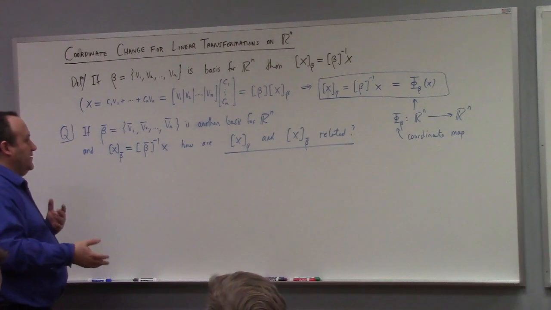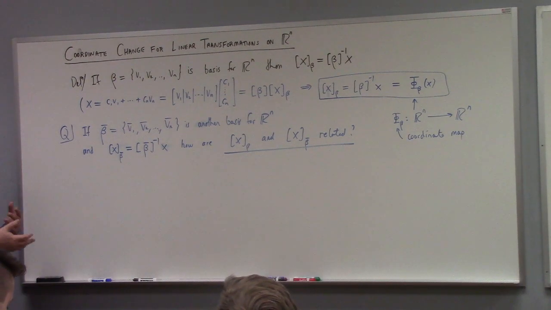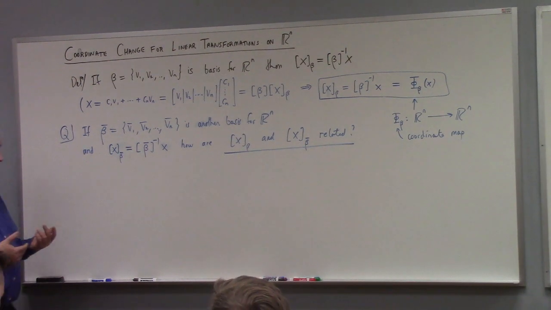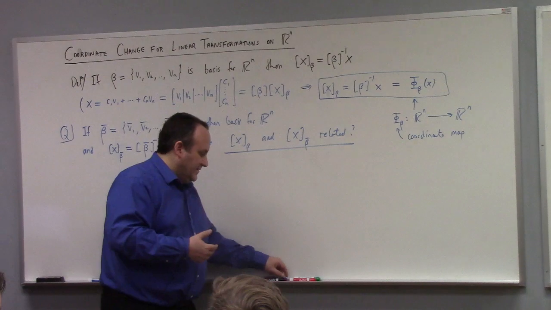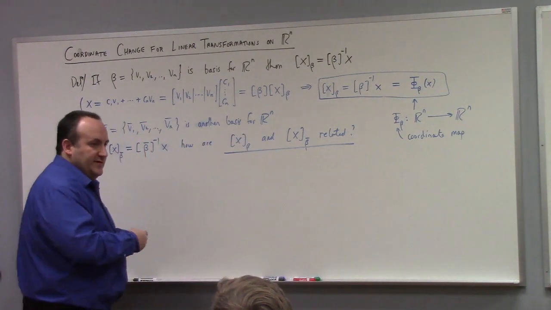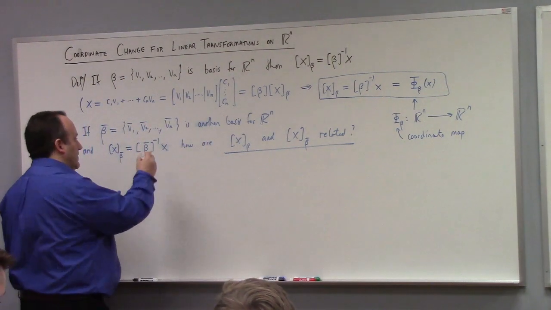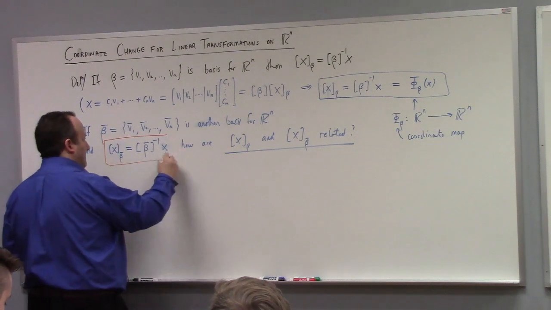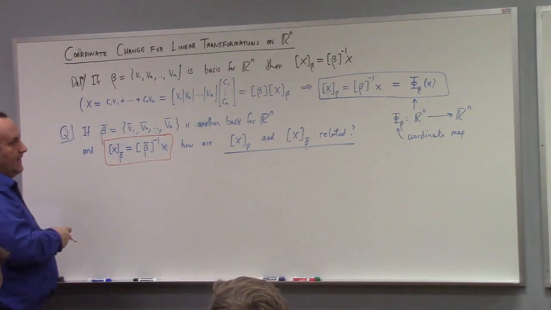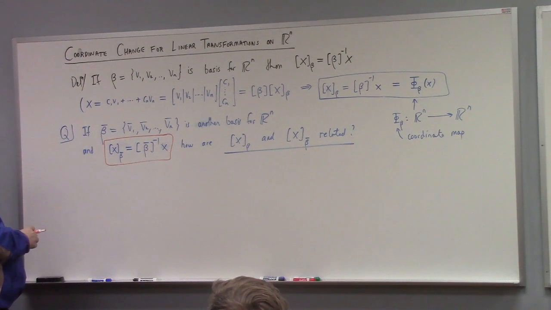So can you figure it out? How would we relate the coordinate vector with respect to the beta basis and the coordinate vector with respect to the beta bar basis? Can you guys have any ideas? Or x beta times beta is equal to, well, I guess that's reversed.